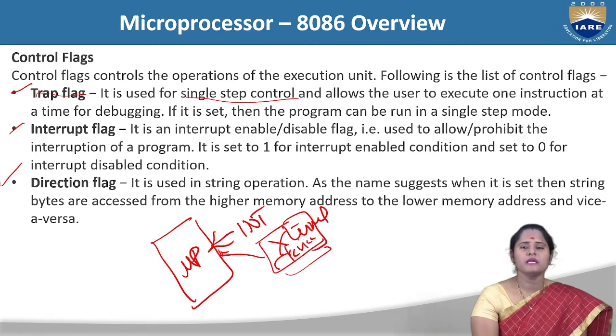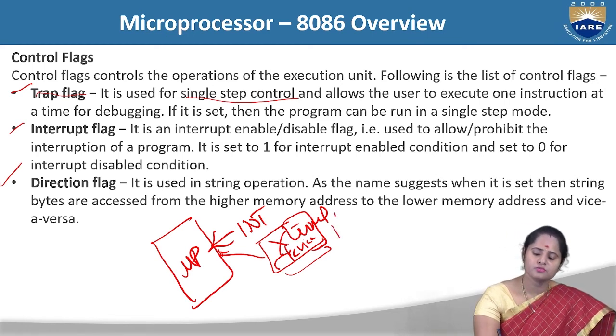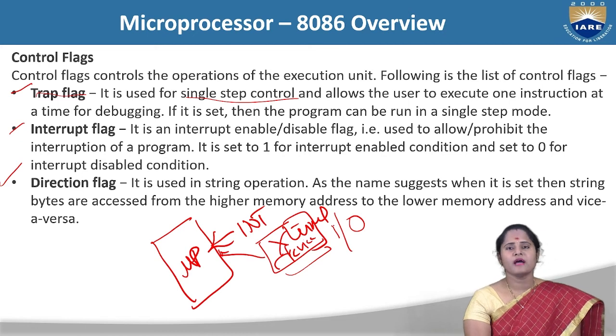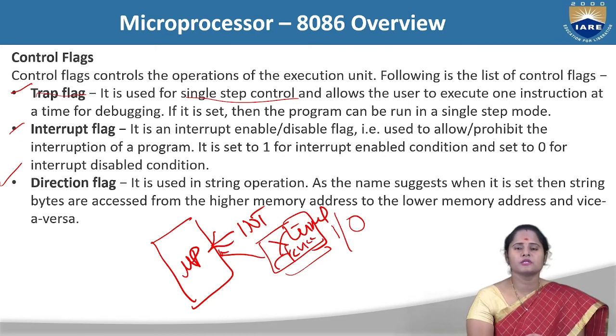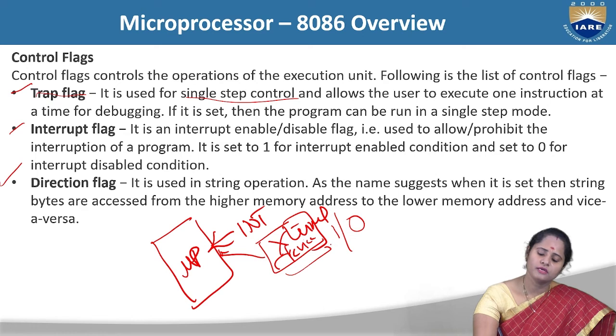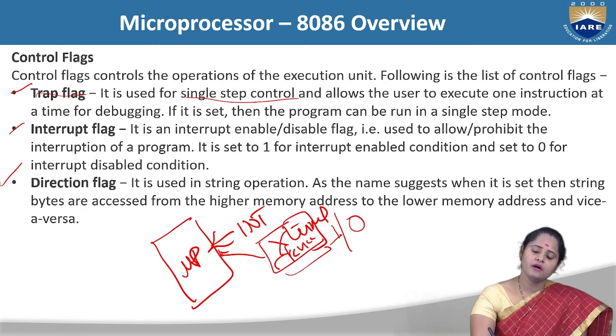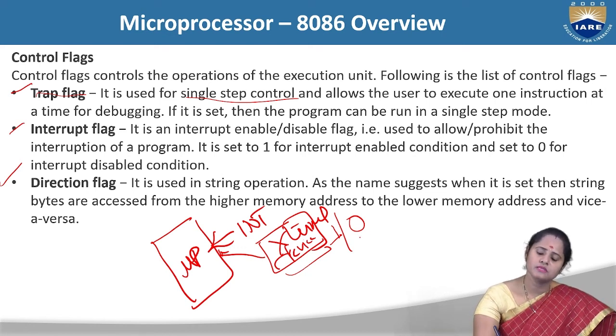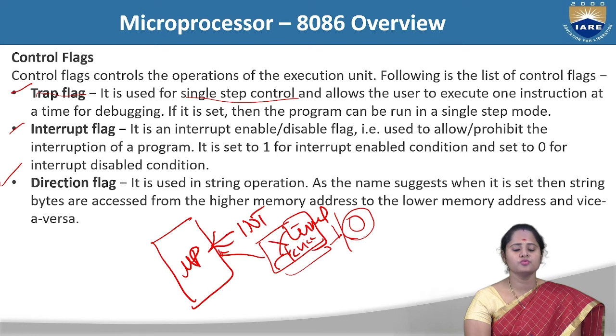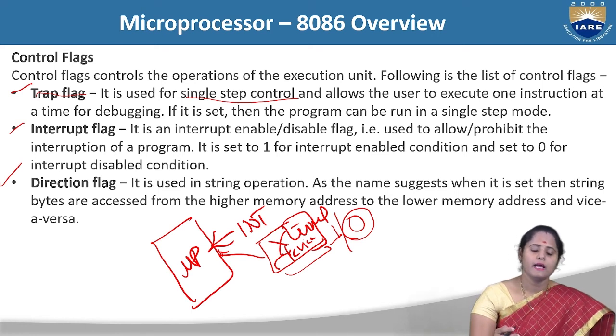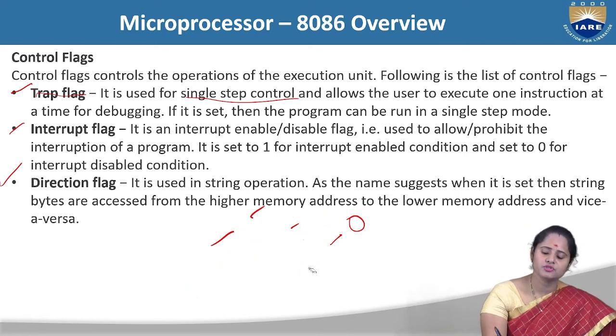This flag will be made 1 or 0 depending on whether I have an external device connected to my microprocessor. If I want to connect an external device to my microprocessor, that means I have got an interrupt, and this flag will be equal to 1. If I have not connected any external devices to my microprocessor, my interrupt flag will be equal to 0. And next one is the direction flag.